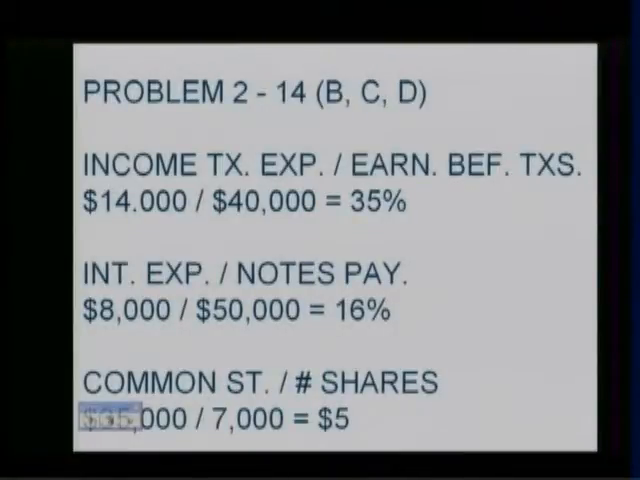Then they want to know, what's the interest rate on the debt? Well, if interest expense is $8,000 and they owed $50,000, the $8,000 divided by the $50,000 would give them a 16% interest rate. Then they want to know the par value of the common stock. Par value is the stated value. Well, if the total value of the stock is $35,000 and there's 7,000 shares, you simply divide the 7,000 shares into the $35,000 and you get $5 per share.